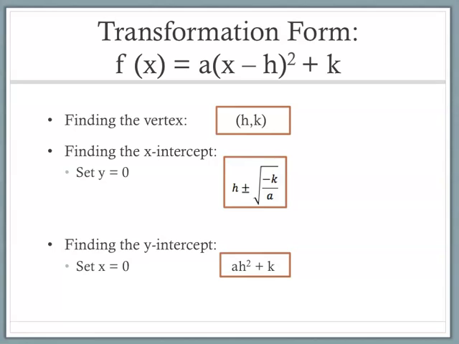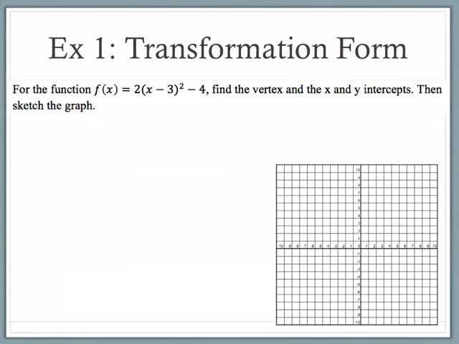All right, let's do an example of a problem given to us. For the function f of x equals 2 times x minus 3 squared minus 4, find the vertex and the x and y intercepts. Then sketch the graph.